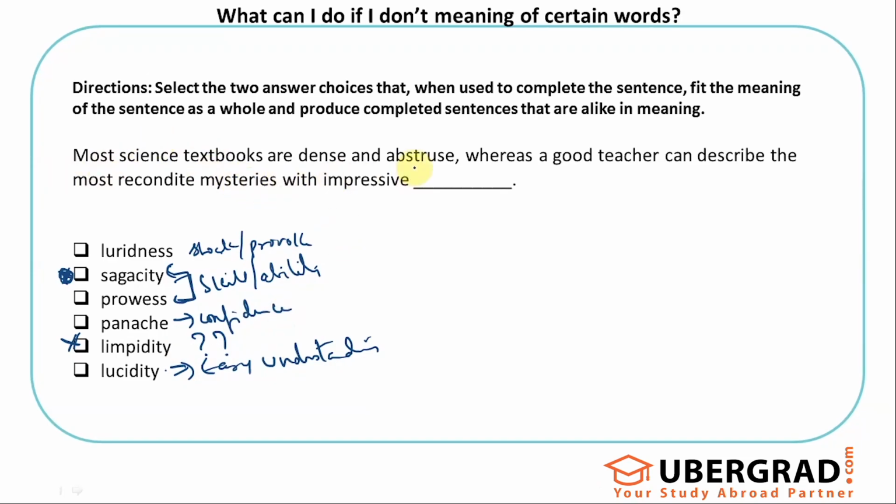See this: most science textbooks are dense and abstruse. So if you get that, okay, I need to pick something similar to easy to understand, etc. So this can't be it. The skill and ability part also would not fit. I would not select this. Then I am left with this, so I will select this. This is one possible case where you can still do away with not knowing a word, because you can eliminate the rest of the options.